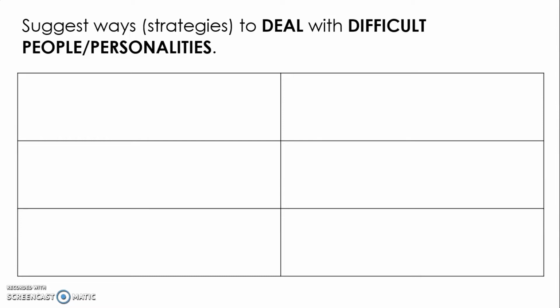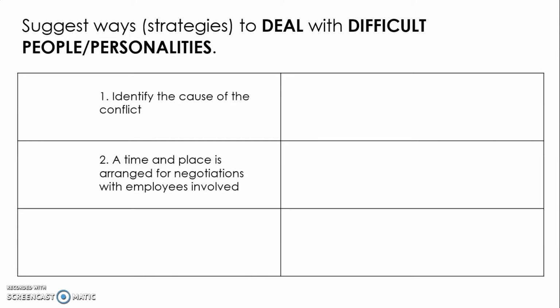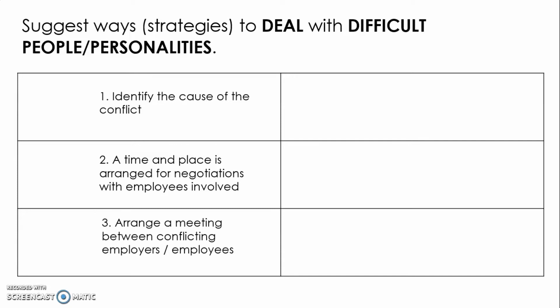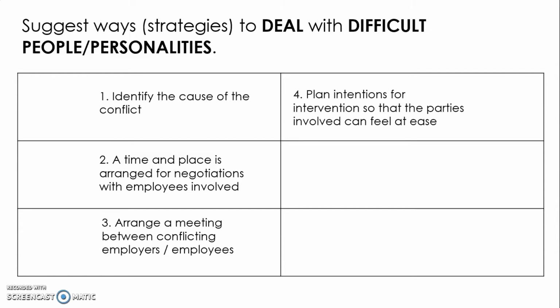Let's look at our content. Identify the cause of the conflict. Secondly, a time and a place must be arranged for negotiations with the employees that are involved. Third, a meeting must be arranged between conflicting employers and employees. Number 4, plan the intentions for the intervention so that all the parties involved can feel at ease. Number 5, each party has the opportunity to express his or her own feelings.